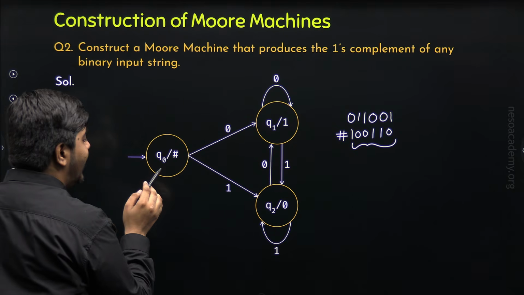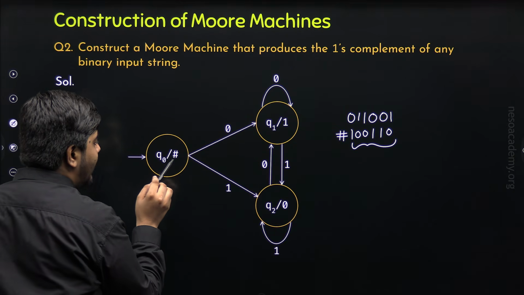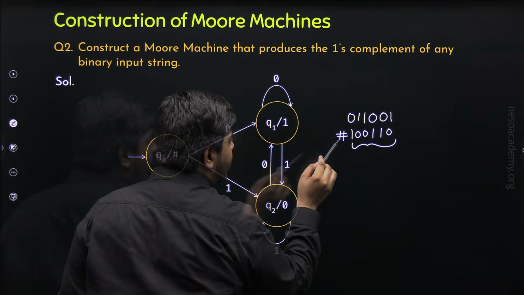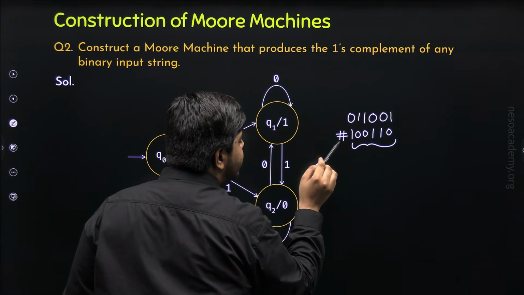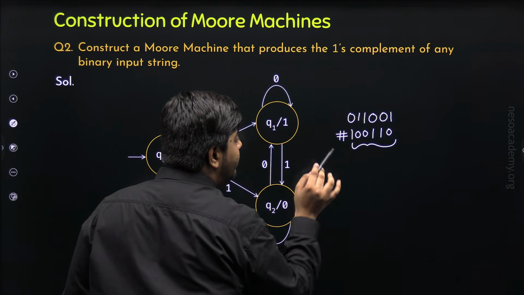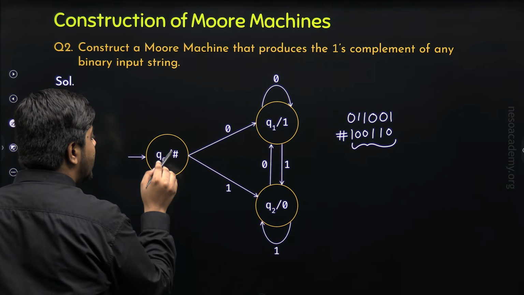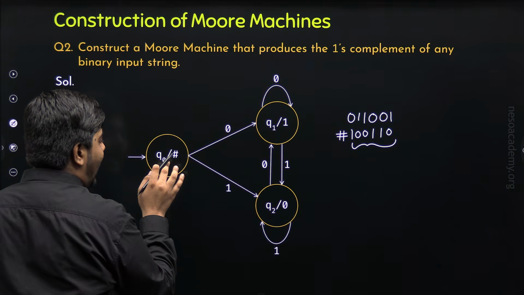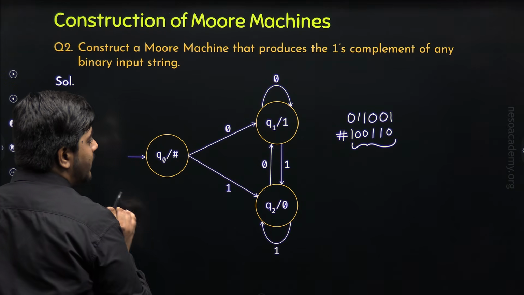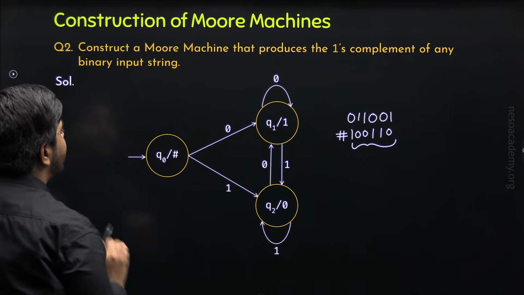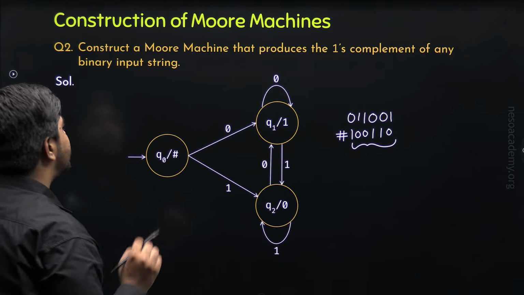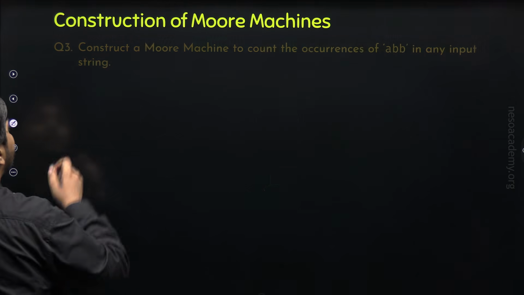Now, if I had used 0 or 1 in place of this hash, then here I would get 0 or 1, and that will make the 1's complement incorrect. That is why I have used the dummy output symbol hash in the initial state. So I hope this problem is now clear to you. Let's proceed to the third problem.